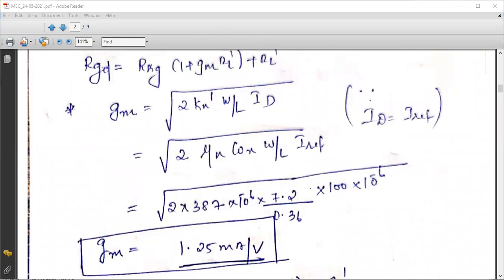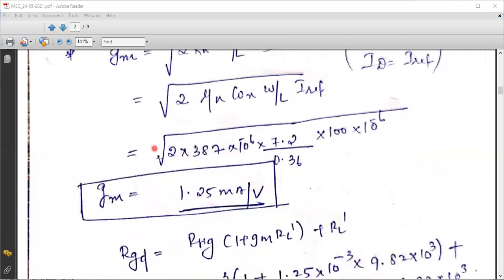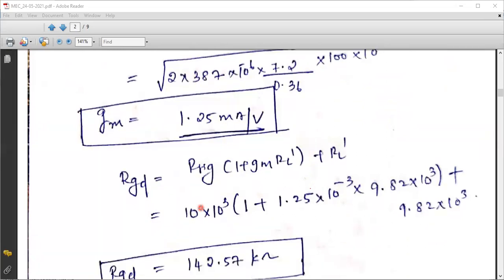GM and RL dash. Now you can take the equation for RGD and find its value. You know GM, you know RL dash, you know RSIG, everything is known to you. Substitute the parameters and find RGD. So RGD is equal to, RSIG is 10 kilo. No need to convert it. Keep it as 10 itself so that your answer will be in kilo ohm, because GM is in milliampere. Or else you can convert, but again you need to convert your answer to kilo ohm.